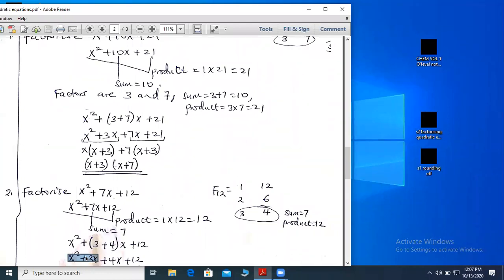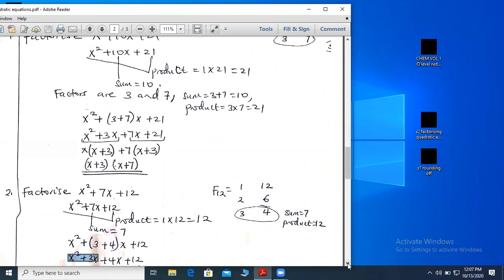X into brackets. X plus 3, close brackets. Then plus 4 into brackets. X plus 12, close brackets. Remember, you have factorized out 4, it remains x plus 3. Yes, x plus 3.